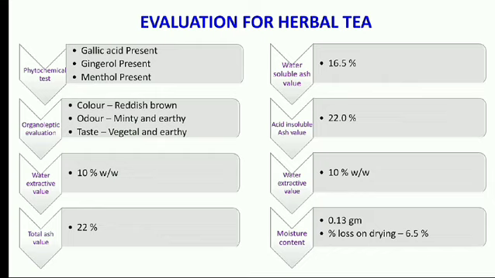In evaluation, the phytochemical test shows gallic acid, gingerol and menthol are present. Color is reddish brown, odor is minty and earthy, taste is vegetal and earthy. Water extractive value is 10% weight by weight. Total ash value is 22%, water soluble ash value is 16.5%, acid insoluble ash value is 22.0% and moisture content is 0.13 gram. Percentage loss on drying is 6.5%.